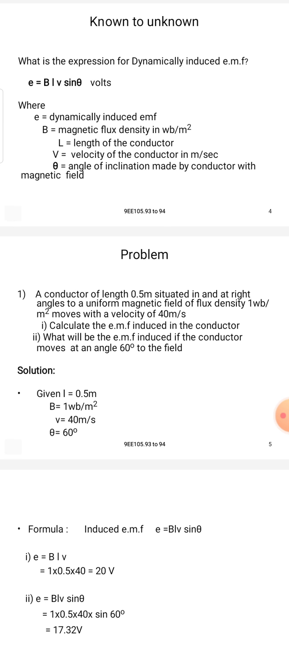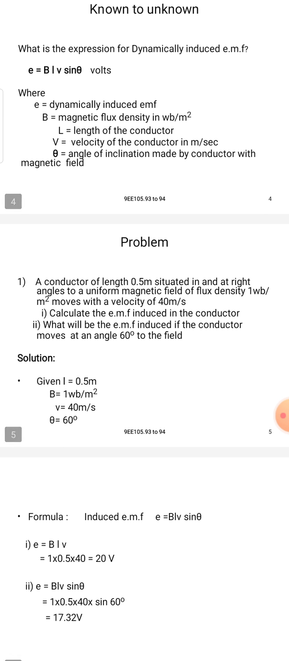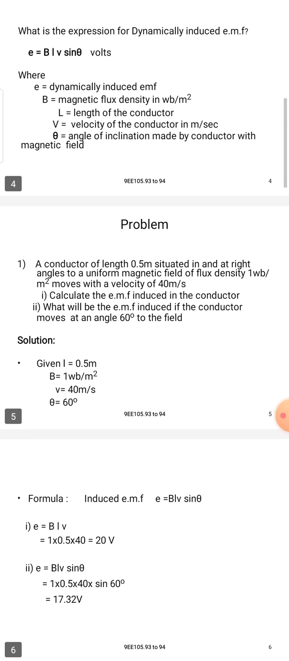These are very important problems and easy to solve. As per the curriculum, these problems are needed and asked in the board examination. So first of all, remember the formula for dynamically induced EMF.